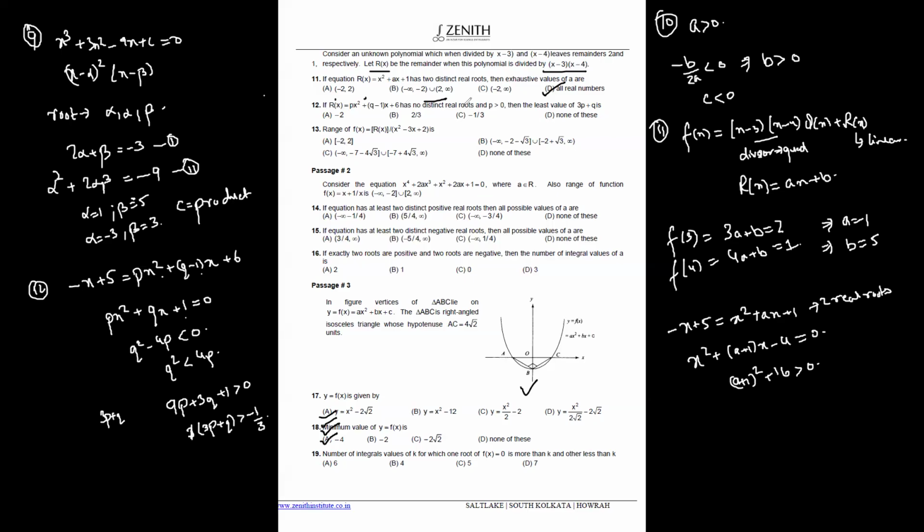Then upward opening parabola, so it has to be positive for all values. So if we consider this as f(x), then this becomes f(3), which will give 3p plus q. Right.